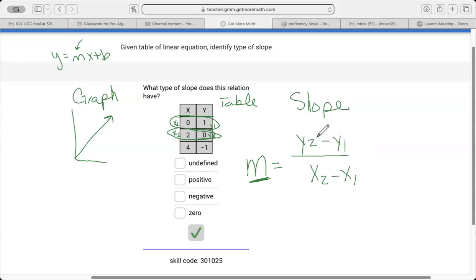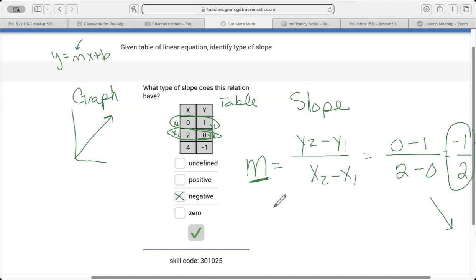Then what we're going to do is substitute those into this equation. So y2, the second y I chose, is 0, minus y1 is 1. And then x2 is the second x I chose, which is 2, minus, because that's what it says, x1, which was 0. And then all we have to do is subtract. 0 minus 1 is negative 1, and 2 minus 0 is 2. So our slope is negative 1/2, which means it's a negative slope, meaning on my graph, it's going to go downward.